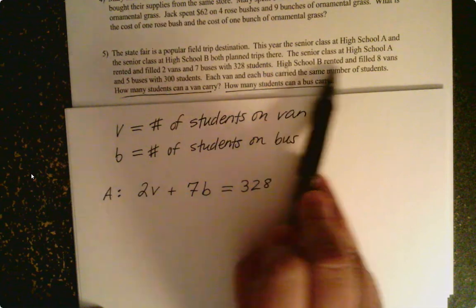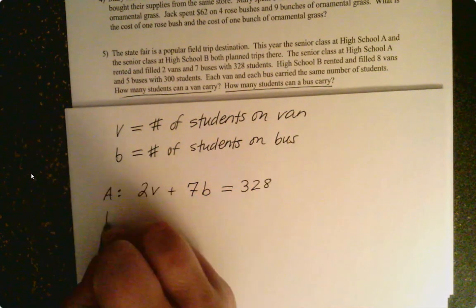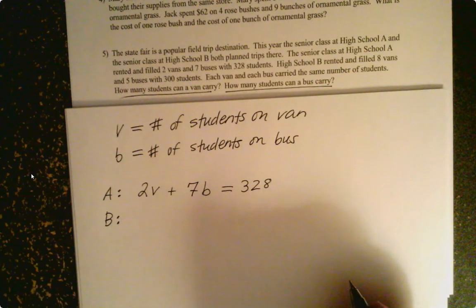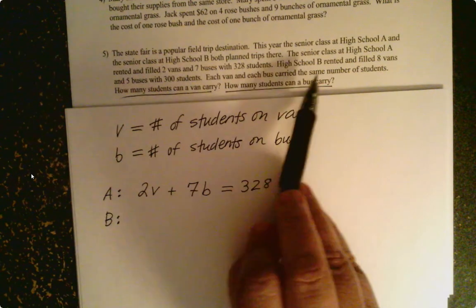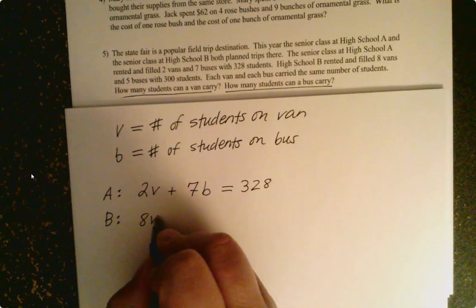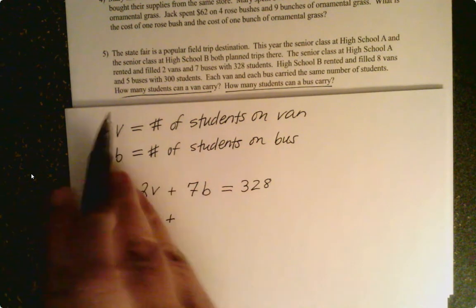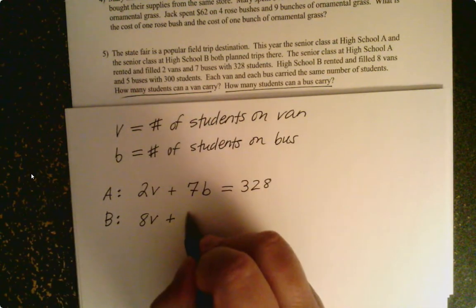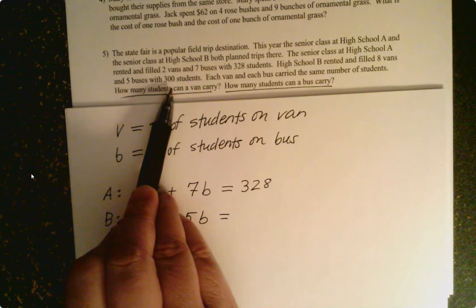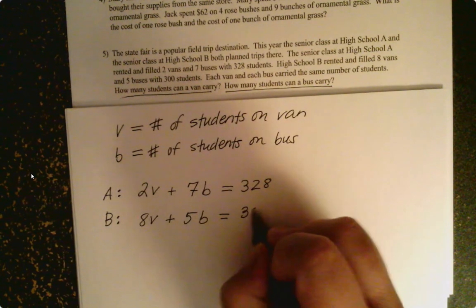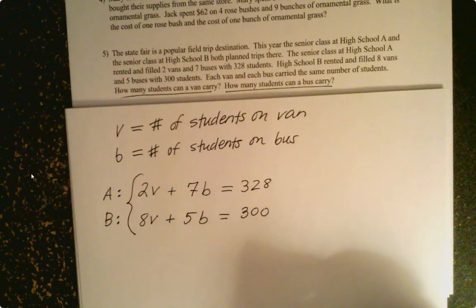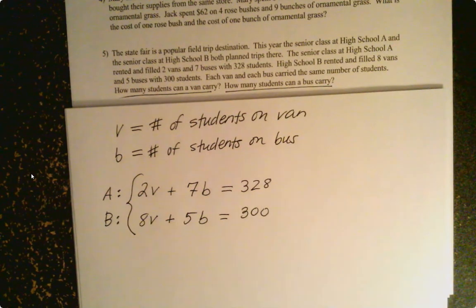High School B, and the A and the B don't really matter. I mean, they're just basically ways of saying they're different. High School B rented and filled 8 vans, so 8 times the number of students per van, plus 5 buses, 5 times the number of students per bus. That totaled 300 students. So now, there's my system of equations. And I can go on to solve it however I'd like to.